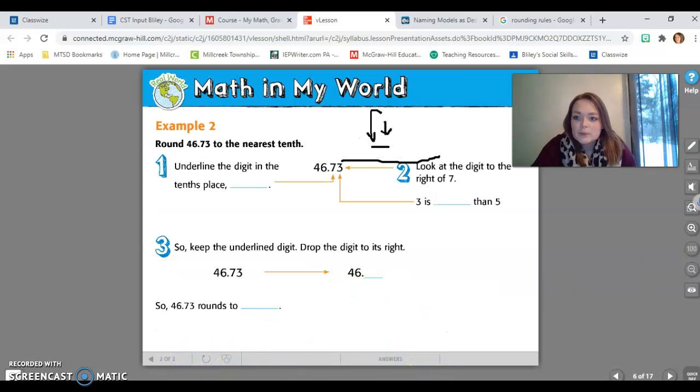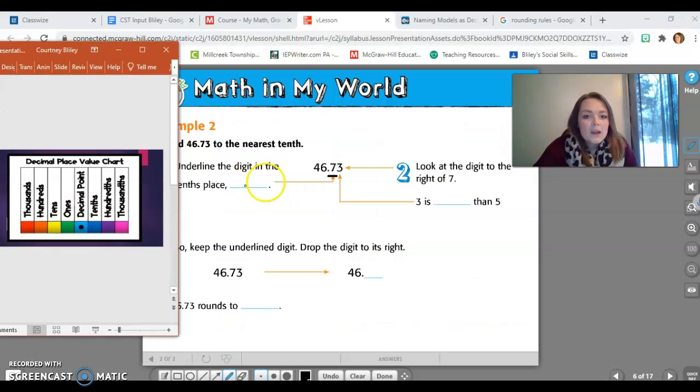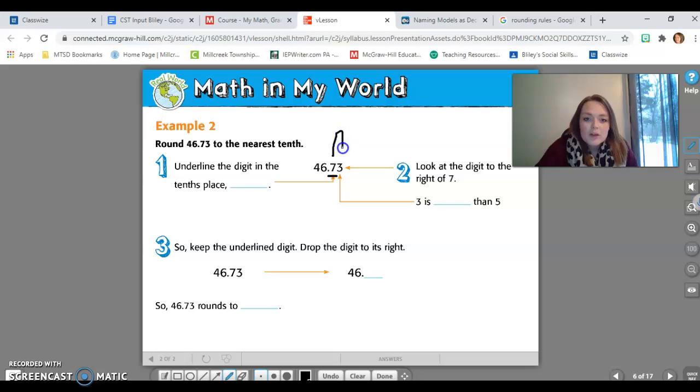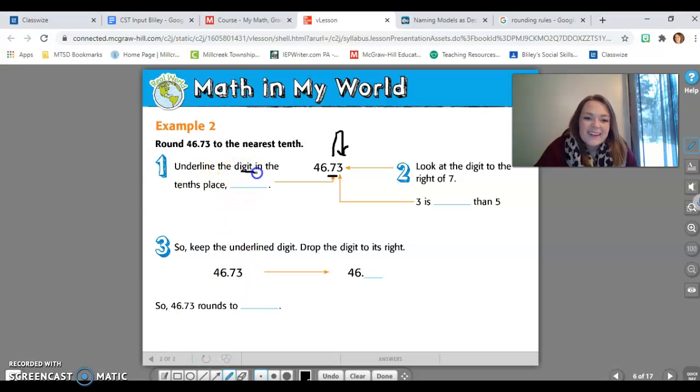Let's look at example 2. It says underline the digit in the tenths place. We're going to underline our 7 because if we look at our chart, we have decimal, tenths, hundredths, thousandths. To the right of my decimal, my first number is my tenths. So we are looking at our 7 is in the tenths place, and we are looking at the number in our hundredths place, which is a 3. Okay, so the number in the tenths place is a 7. We are looking to see, is 3 smaller or bigger than 5?